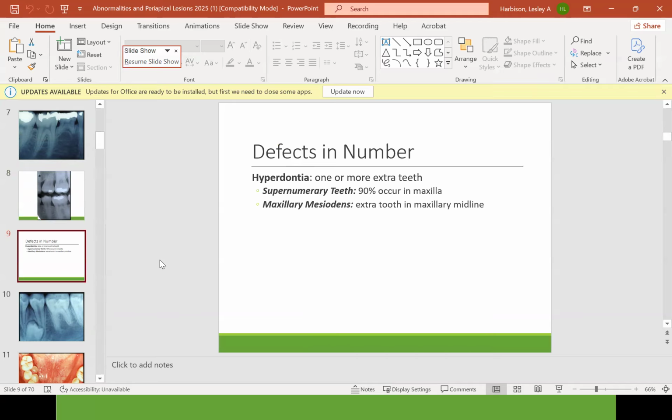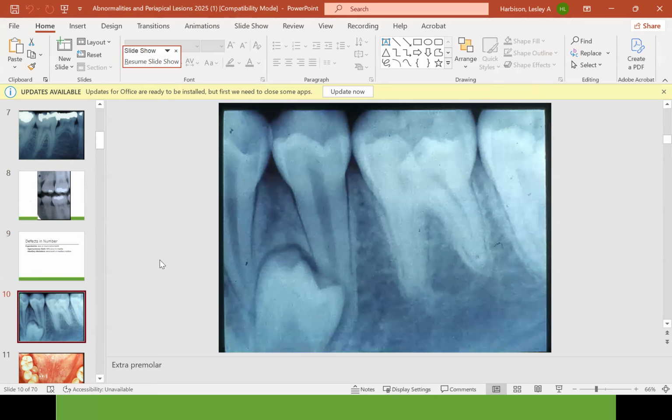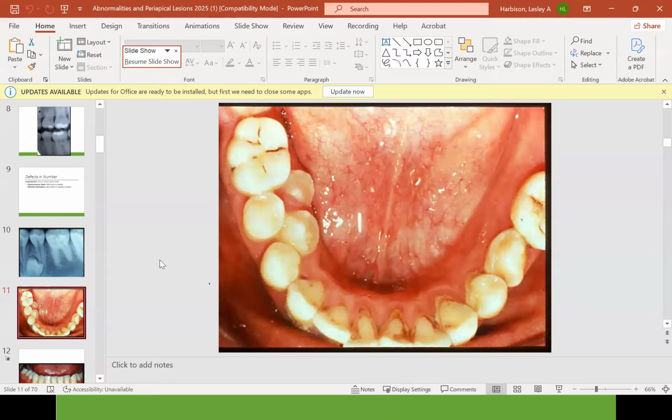So it's only a maxillary mesiodens if it's between the 8 and 9, basically. So here's an image of an extra premolar. You can see there's the 2 permanent premolars, and then down in the bone there is an extra one. And then this is what it might look like intraorally. There's an intraoral picture of 4 premolars there on the lower right.